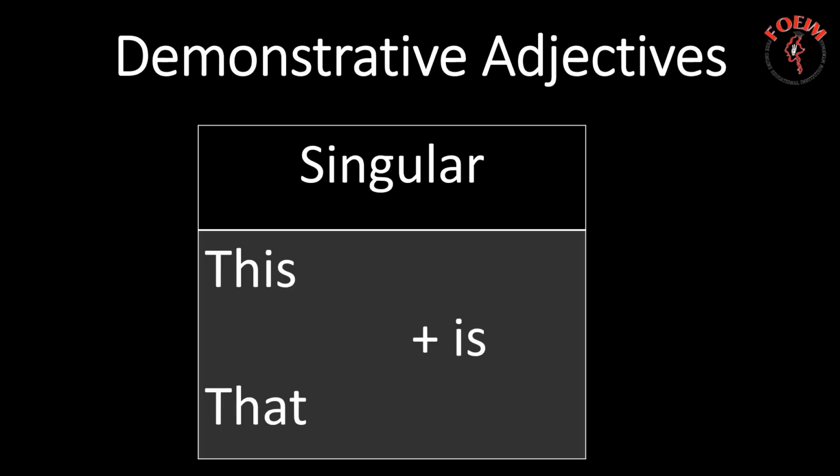So let's see the table. To talk about something that is near us, we use this. To talk about something that is farther away from us, we use that. We use the singular noun and the singular verb is with this and that. For example, this is a text. That is an apple. So let's move on to the next slide.